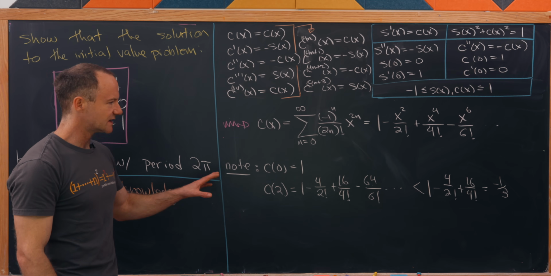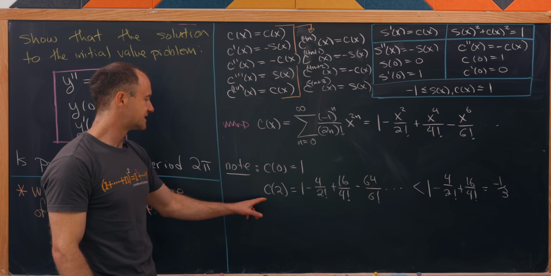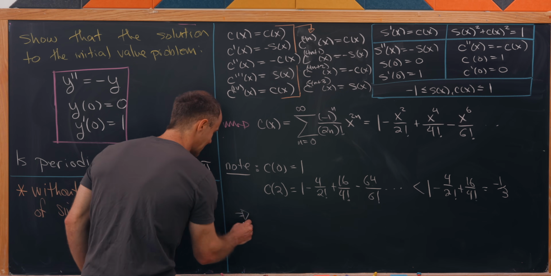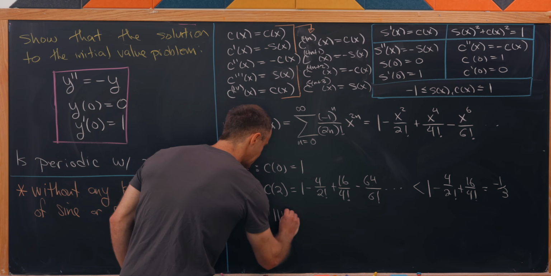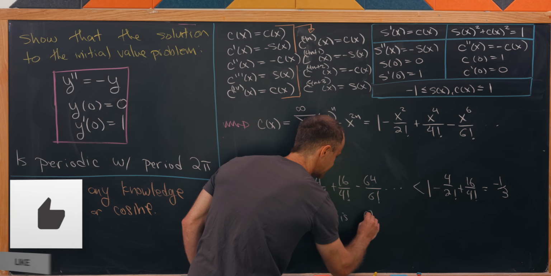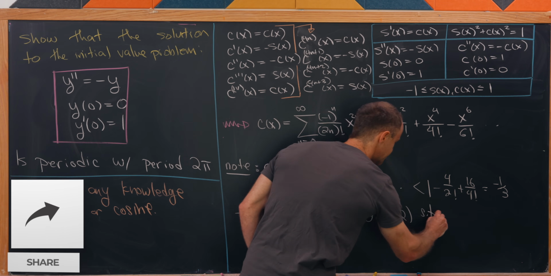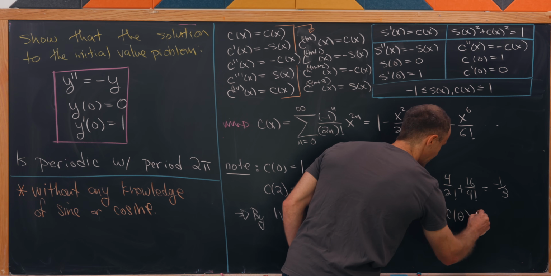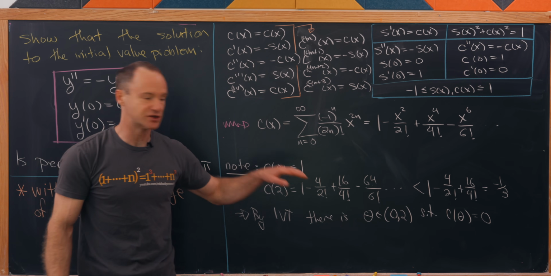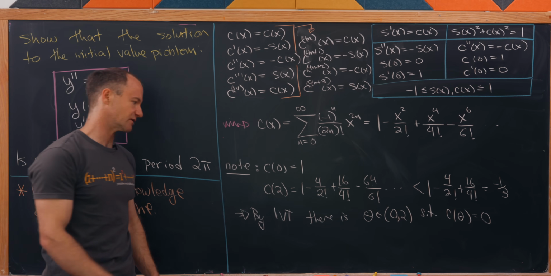Okay, so now let's see what we have. We have c of 0 is equal to 1, that's a positive number. c of 2 is less than negative 1/3, that's a negative number. So what does that mean? So by the intermediate value theorem, there is some theta which is between 0 and 2 such that c evaluated at theta is equal to 0. So as you go from 1 to negative 1/3, you have to pass through the x-axis, and that'll be our 0.